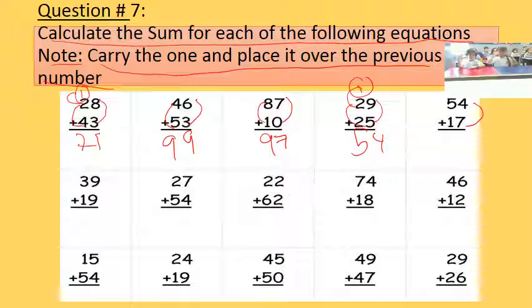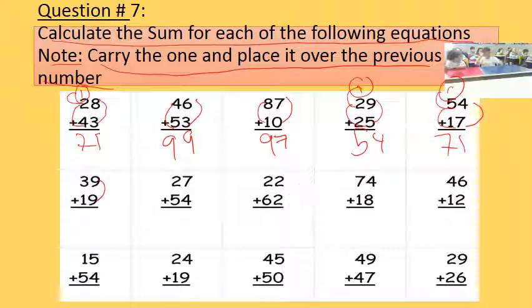4 plus 7. 7 in your head, 4 in your finger, 7, 8, 9, 10, 11. 1 here, and we carry the 1, we put it over the 5. 1 plus 5? 6. 6 plus 1? 7. Good job.